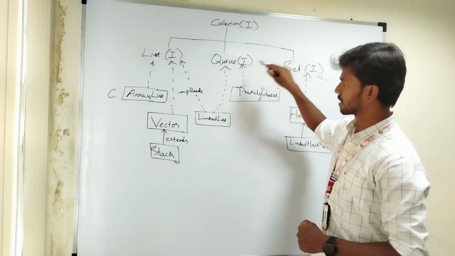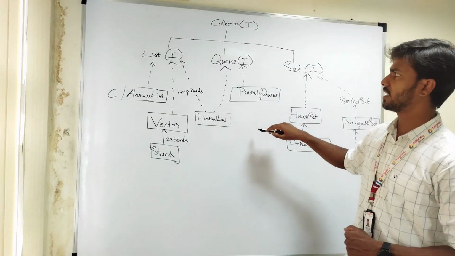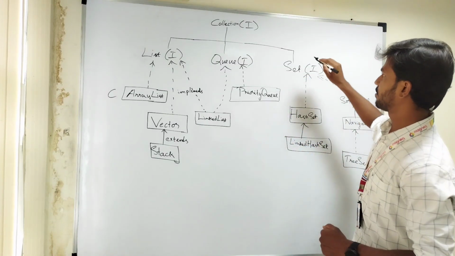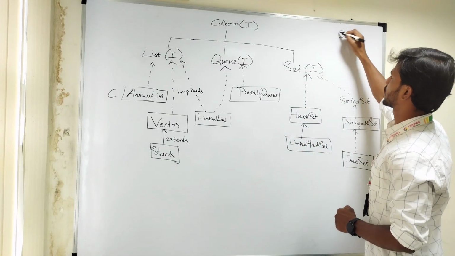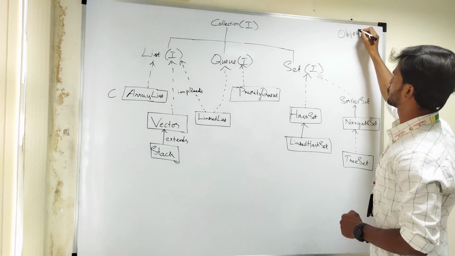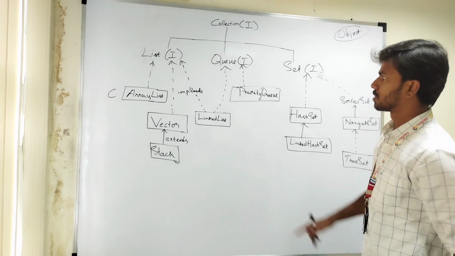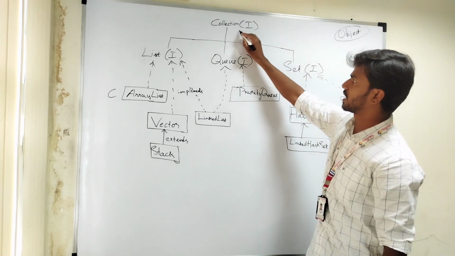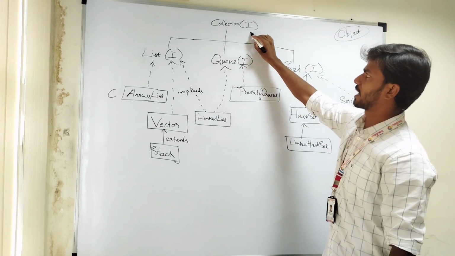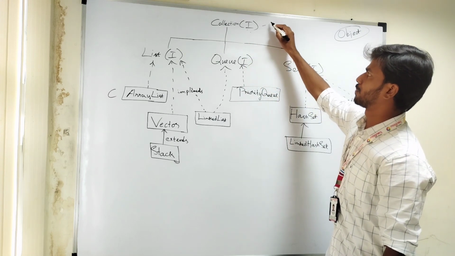So here is the total collection hierarchy. The collection hierarchy will take one single object as the argument, only one single object. So this is the collection hierarchy. Collection interface: the collection interface will provide important methods.